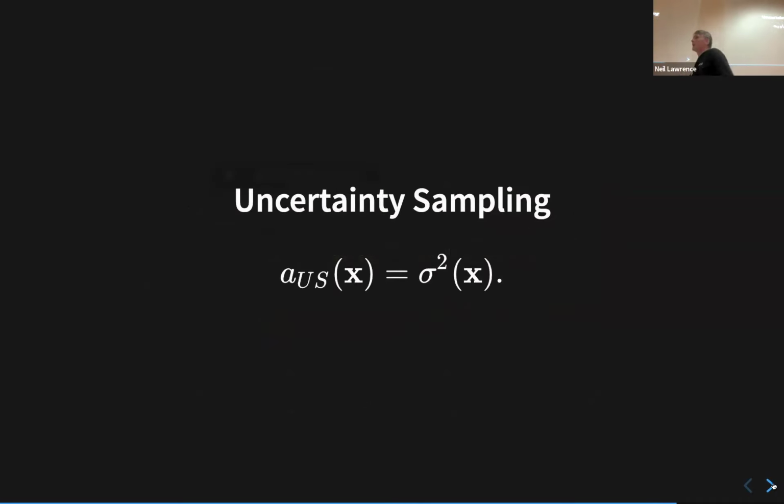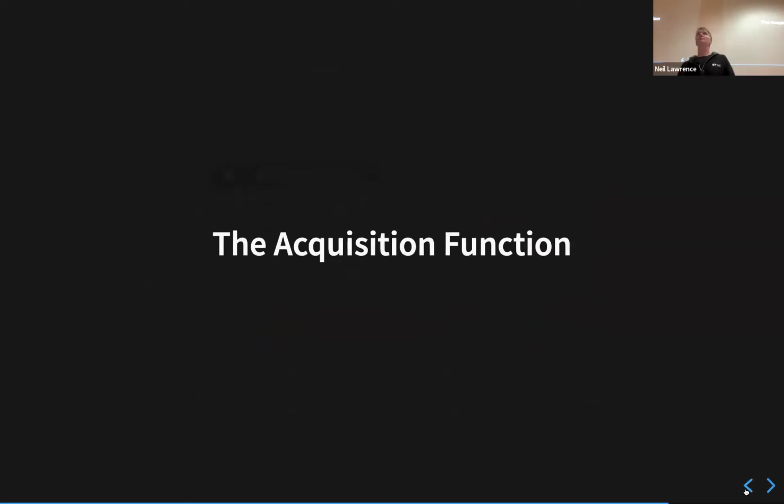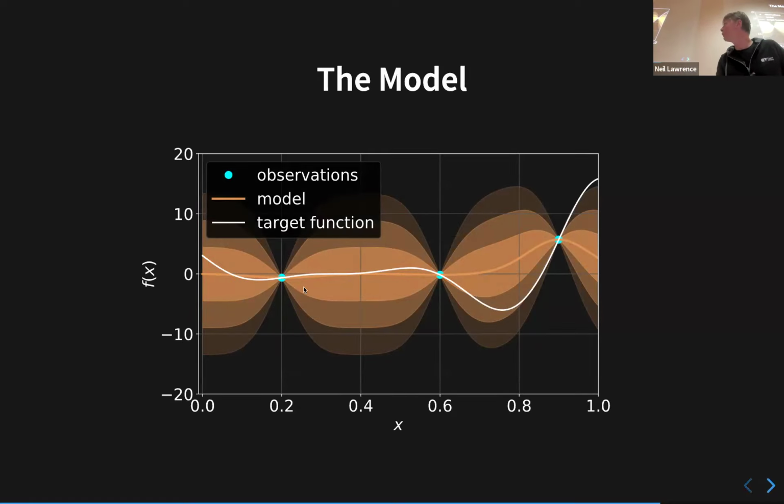Now, a very common acquisition function. So you've looked at so far the Bayesian optimization. And in Bayesian optimization, you're interested in finding the minimum. But it might be that you want to understand the whole function. And certainly for sensitivity analysis, you want to understand the whole function. So what might be a good acquisition function for trying to understand the whole function?